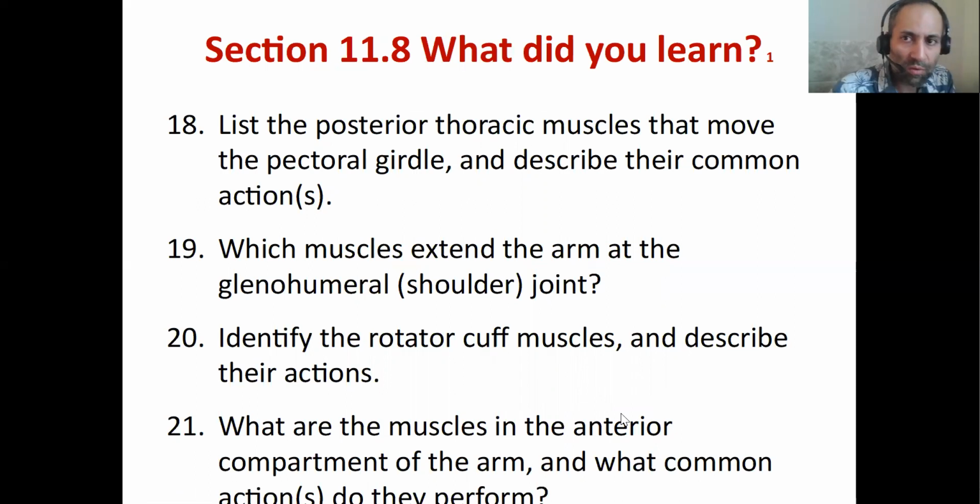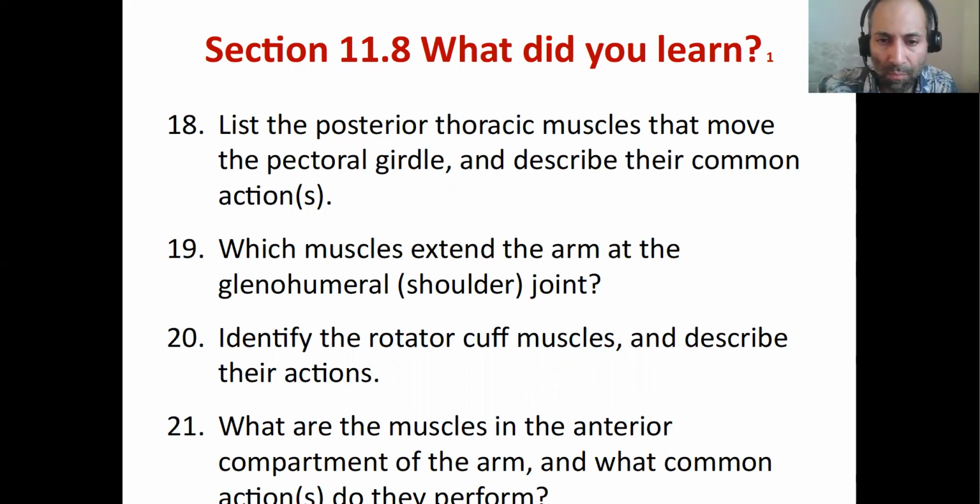Okay, list the posterior thoracic muscles that move the pectoral girdle and describe their common actions. The posterior thoracic muscles, so those would be your scalenes, those would be your rhomboid major, rhomboid minor, teres major, teres minor, right? And the common action, they elevate the scapula. Which muscles extend the arm at the shoulder joint? So latissimus dorsi, right? It's an arm extensor, as well as your triceps. Identify the rotator cuff muscles, subscapularis, supraspinatus, infraspinatus, teres minor. Describe their actions. We looked at the picture, right?